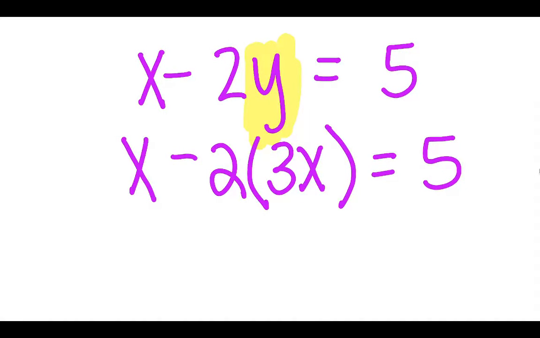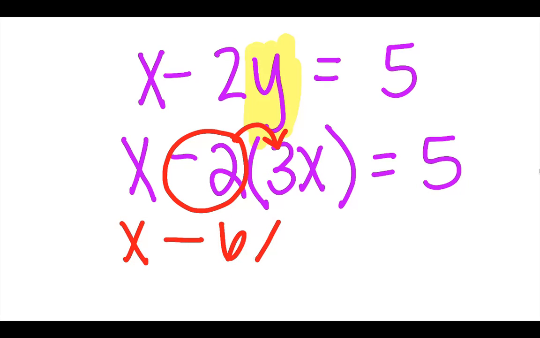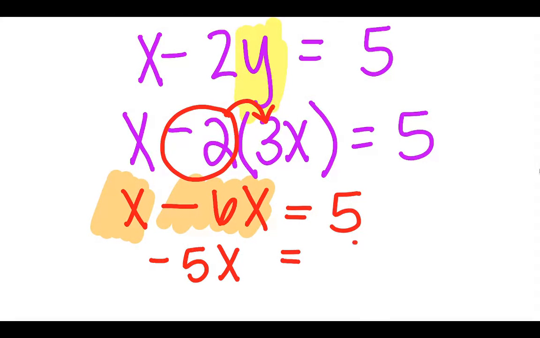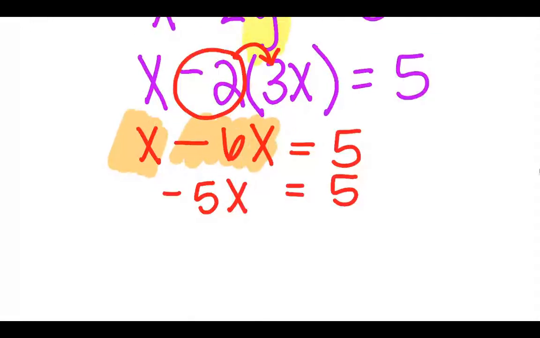First up, I've got this negative 2. Remember, take that sign in front of it. I've got a negative 2 times positive 3x. So negative 2 times positive 3 is negative 6x. So now x minus 6x equals 5. Then I go to combine like terms. Notice I've got a 1x and a negative 6x. They have the exact same last name, so I can combine those. So 1x minus 6x is negative 5x equals 5. And I'm almost done, except I want x by itself.